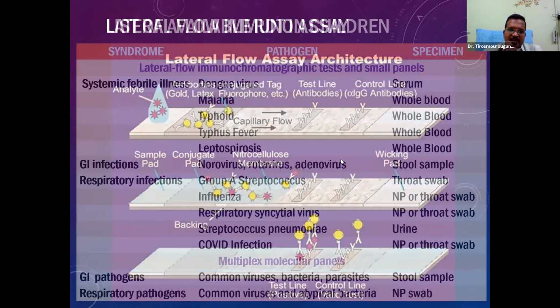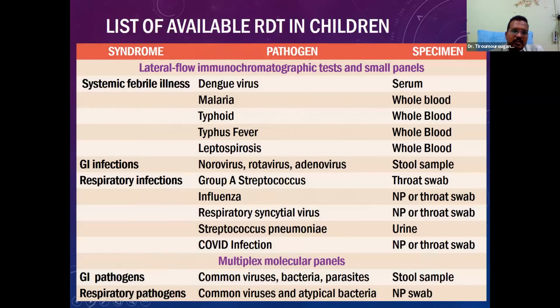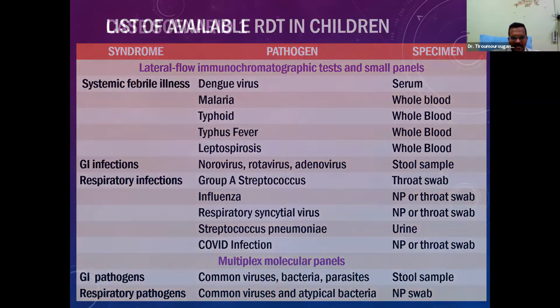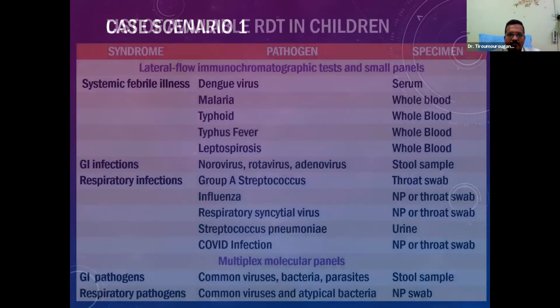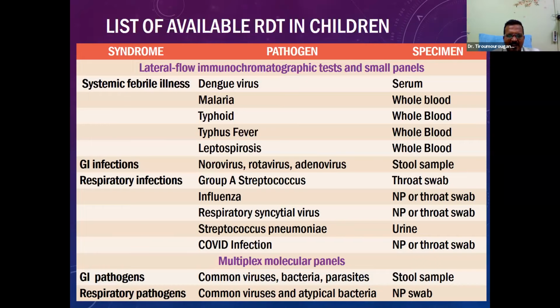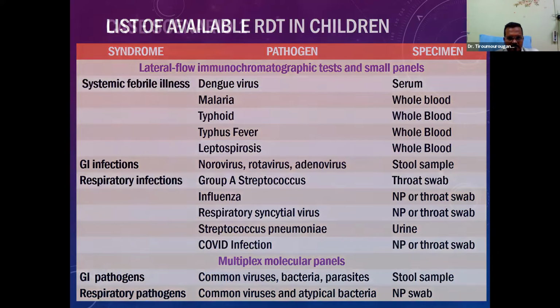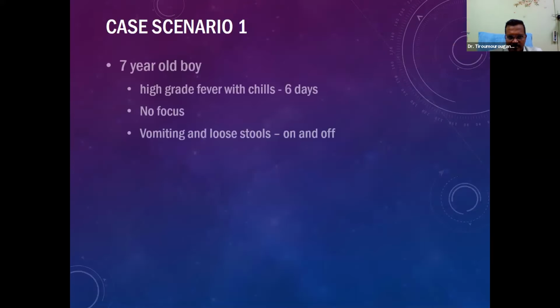And this is a big list of tests which are commonly available, not necessarily commonly. In fact, many of these tests are not available in India in children, and we will discuss some of these. So basically, we'll have these lateral flow immunochromatographic tests, and then we can have the multiplex molecular tests, which are not that easily available in our setup. So let's start with some of the case scenarios.